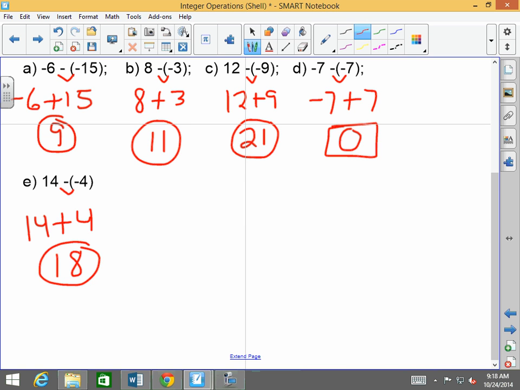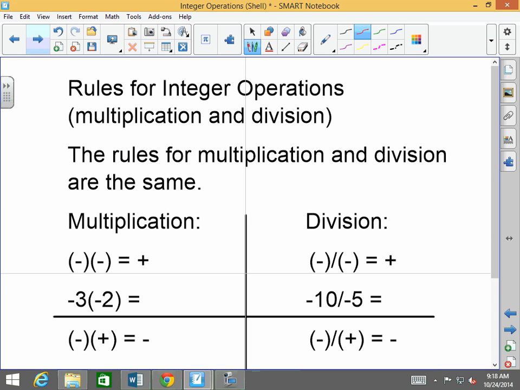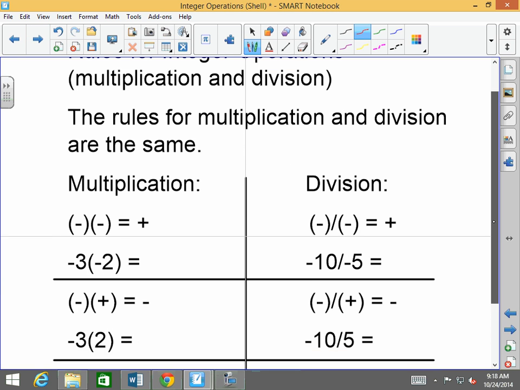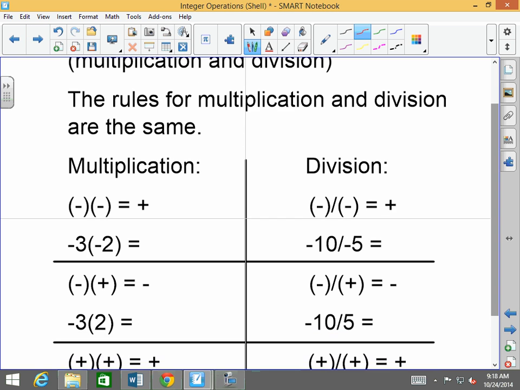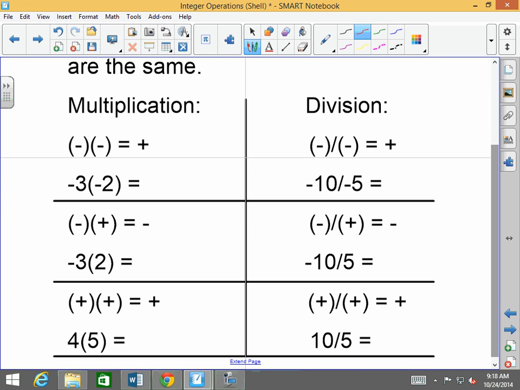Excellent. Now, rules for integer operations, multiplication, and division. The good news, the rules are the same, okay? The rules for multiplication and division are the same. A negative times a negative is a positive. So negative 3 times negative 2 is positive 6.